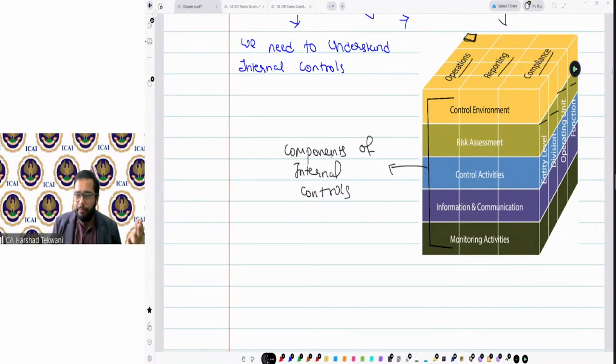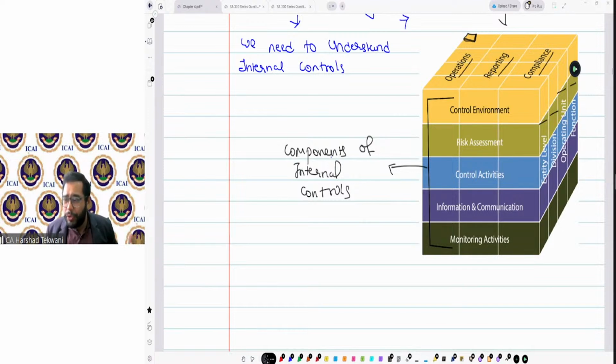Physical controls, physical security of the asset, authorization, access, all these are types of physical controls, again part of control activities. Again, physical controls, IT general controls, application controls may not be related to the financial reporting process, but might be relevant to the operations.